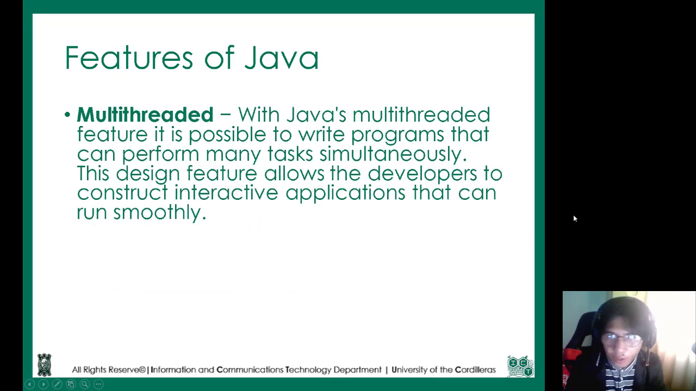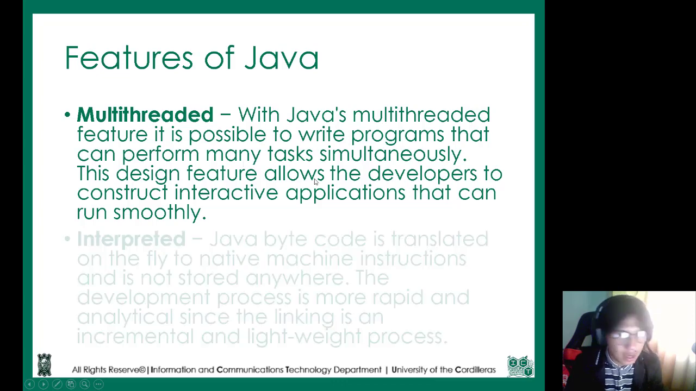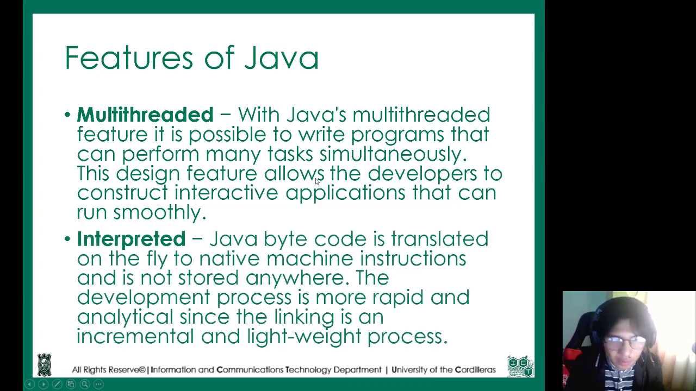Also, it's multi-threaded, meaning it's possible to write programs that can perform many tasks simultaneously. Okay? And interpreted. Java is interpreted, meaning the bytecode is translated on the fly to native machine instructions and it's not stored anywhere.